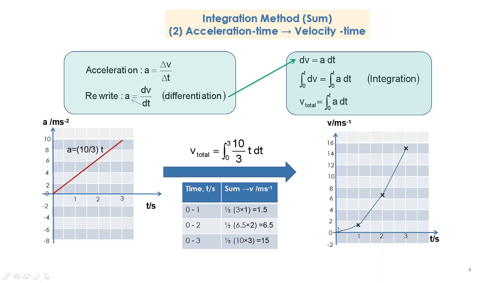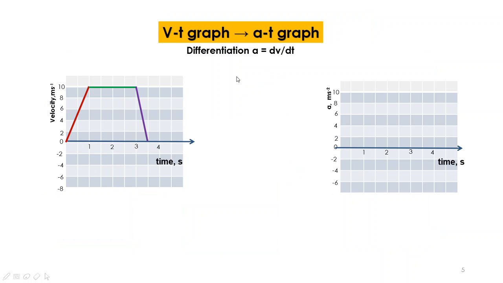Should we take a challenge to convert a more complicated VT graph into an AT graph? Look at this velocity versus time graph. At the beginning, there is a positive gradient straight line. Then there is a flat straight line from time 1 second to 3 seconds. Subsequently, we have a negative gradient straight line going back to 0.